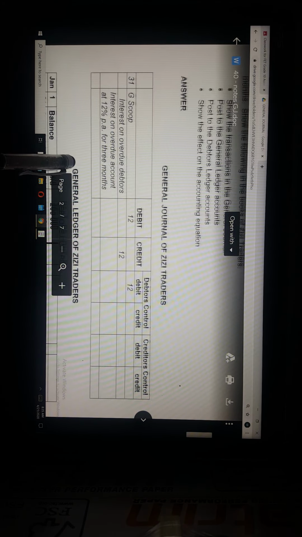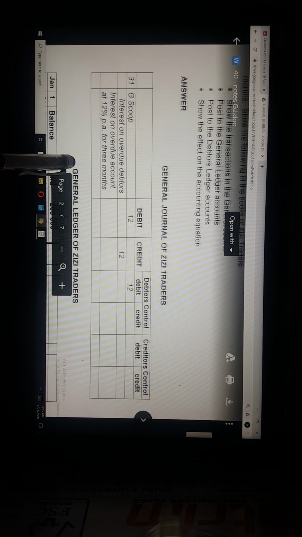Now we're putting it into the ledger. We've done the T accounts there, so we have 2 accounts. The debtors control gets debited. That's the balance brought down, which is obviously given to you in the question. On the 31st of January, they've brought journal debits from where? From the general journal. Look at what they've written there, journal debits, and you're debiting your debtor with 12 Rand. Then your interest on overdue account on the 31st of January was G Scoop. We charged him in the general journal 12 Rand.